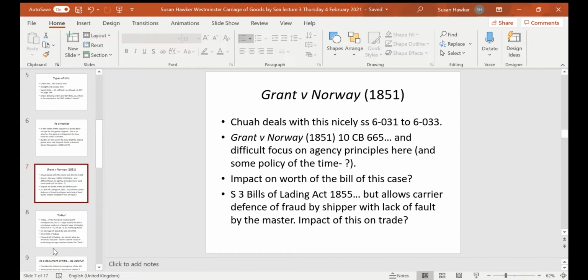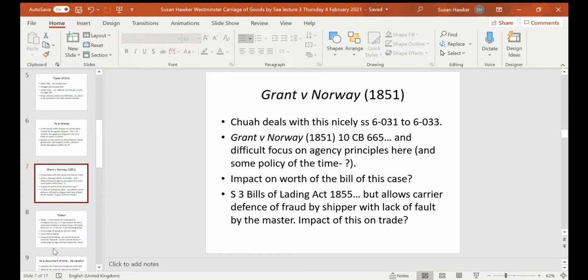But your buyer doesn't want to take a bill which he can't trust, and this has a very, very detrimental effect on modern trade. And so the question is, what is the impact of Grant and Norway on the worth of the bill? And it's a negative one. And times were changing, and it was thought that this was not really encouraged the right way to go.